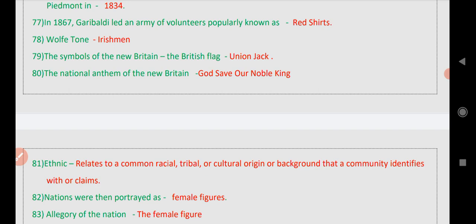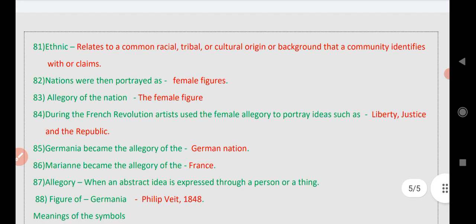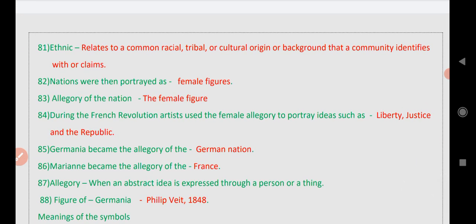Wolfe Tone was an Irishman. The symbols of the New Britain: the British flag, the Union Jack, and the national anthem of the New Britain, God Save Our Noble King. Ethnic means related to a common racial, tribal, or cultural origin or background that a community identifies with or claims.